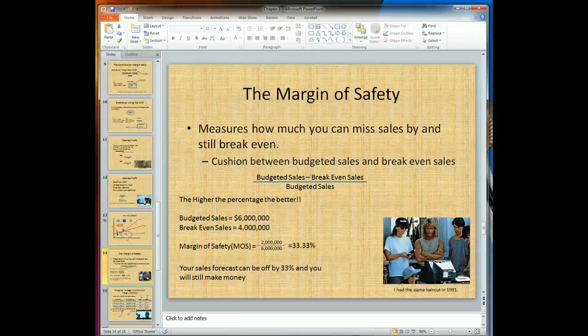So they're never right. So with a margin of safety, if you have a big margin of safety, you can mess up your sales by a whole lot and still not go out of business, which is what you're hoping for. Well, no, you're not hoping to go out of business unless it's the producer's movie. But no, you always want to make money. So what you do is you take your budgeted sales minus your break-even sales over your budgeted. The book won't tell you this, but I'll tell you this. You should get the same number or close enough for government work if you use sales units or sales dollars. So here your budgeted sales are 6 million, your break-even sales are 4 million. The difference is 2 million.